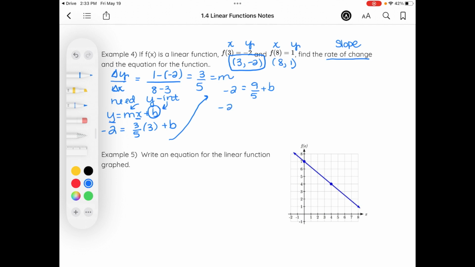So to get b by itself, I'll have to subtract 9/5 from both sides. This gives me -10/5 minus 9/5 is b, or -19/5, keeping it as exact as possible. Thus, I have the things that I need to write my equation. I have my m, my slope, I have my b, my y-intercept. Thus, my equation is y equals mx, so 3/5 x minus 19/5.